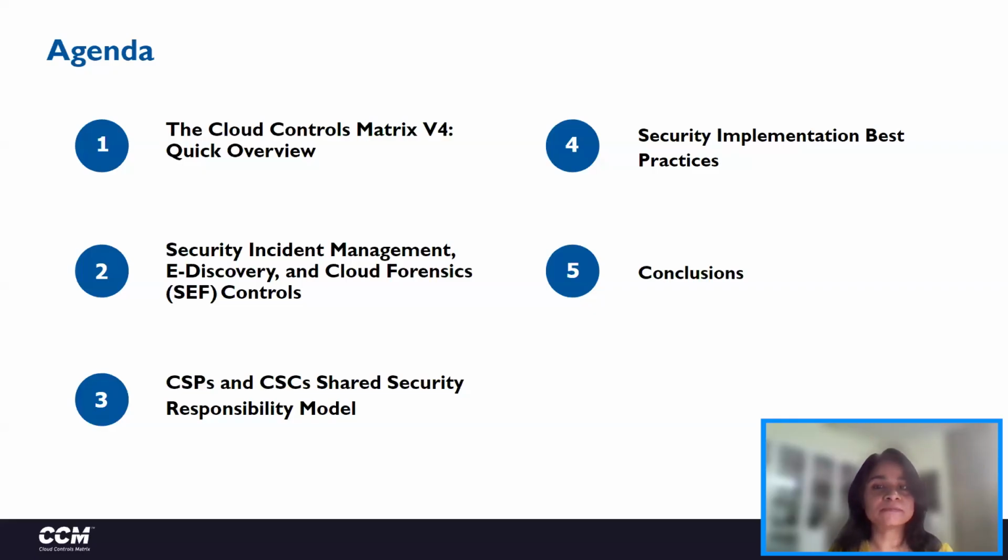In today's session, we will cover a few of these topics that are mentioned. What is Cloud Controls Matrix, the framework components, security domains, controls overview, CSP and CSC responsibility model, some top risk-based best practices, and then we conclude by sharing a few key takeaways.